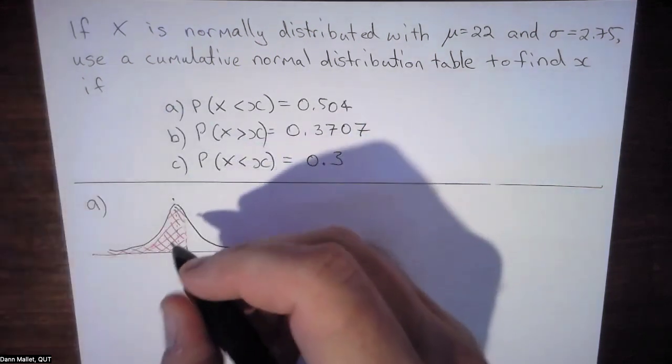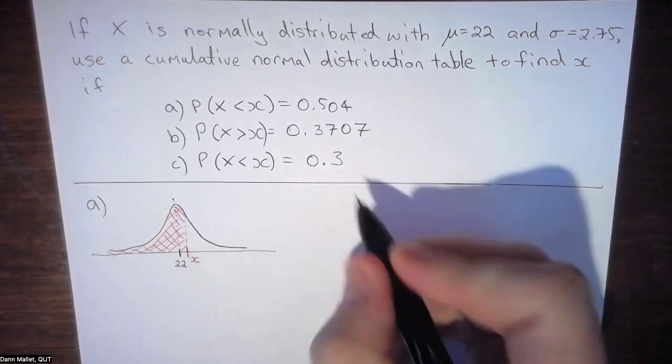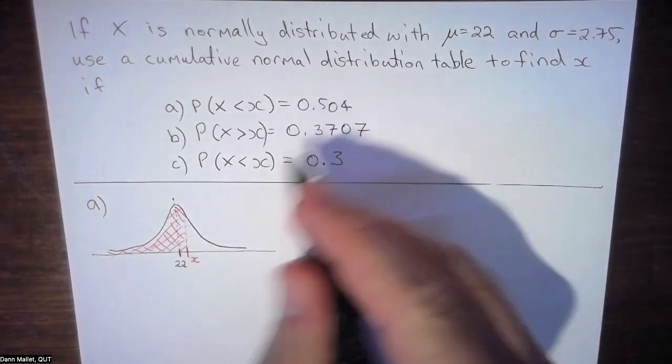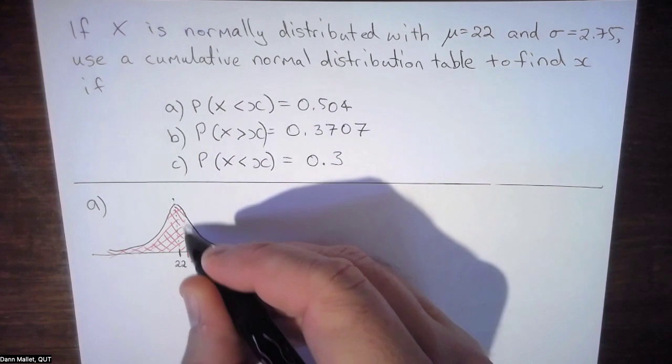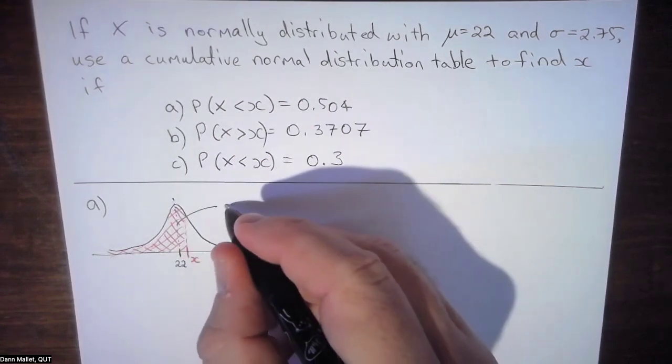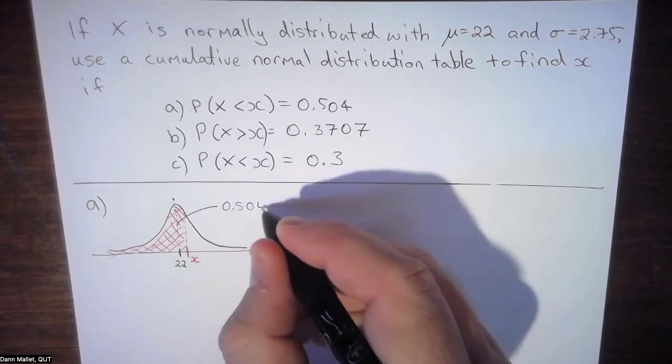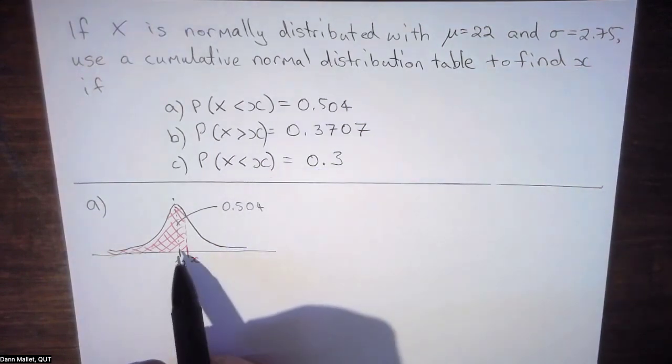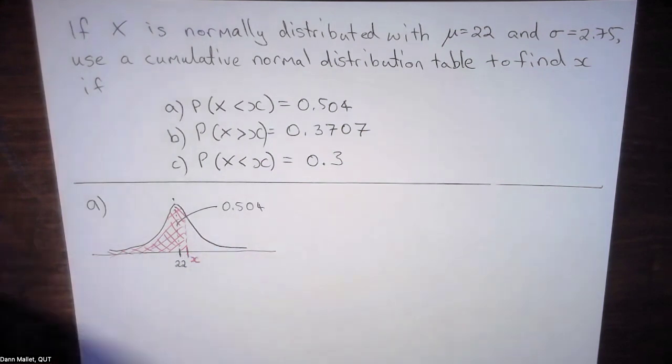Given the symmetric nature of the normal distribution, a probability value of greater than 0.5 means that we must have situations such as shown in this quick sketch. The shaded region has an area equal to 0.504. Being greater than 0.5, a value of x must sit to the right of the mean.